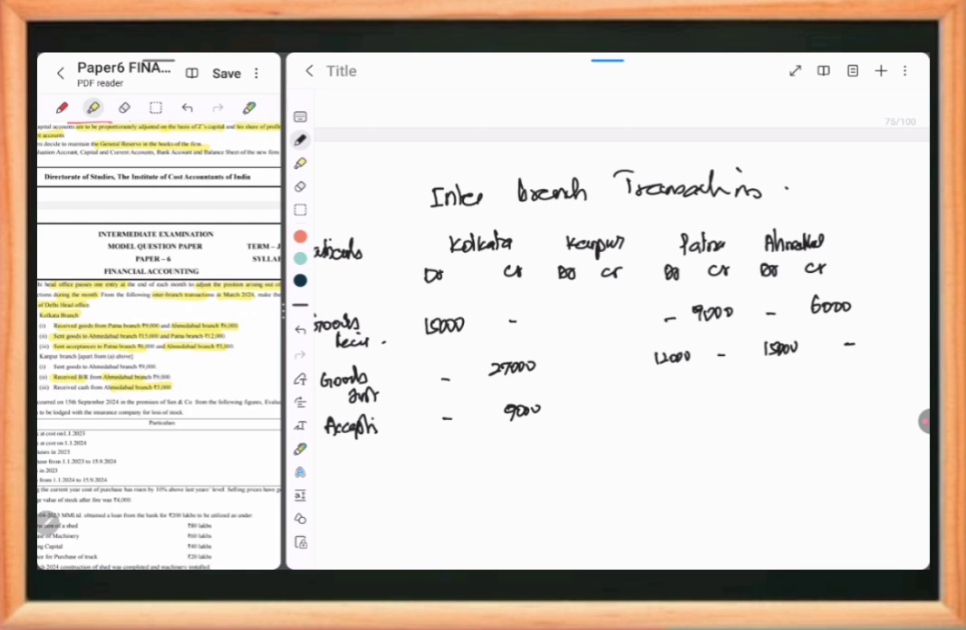9,000 rupees. Who is a receiver? Patna branch. How much? 6,000. Here, Ahmedabad branch 3,000, receiver. So like that we have to pass for this also.